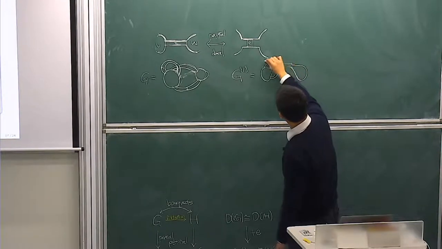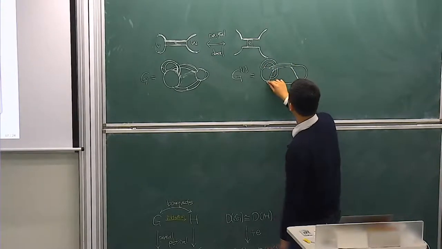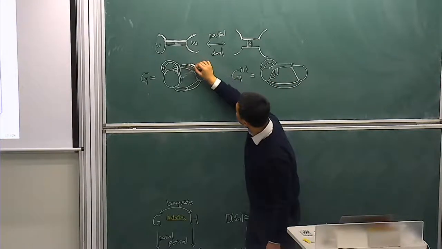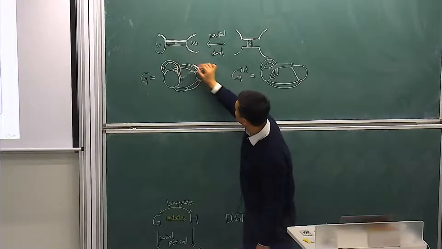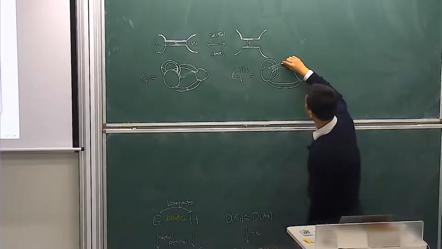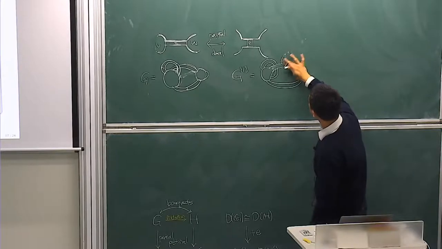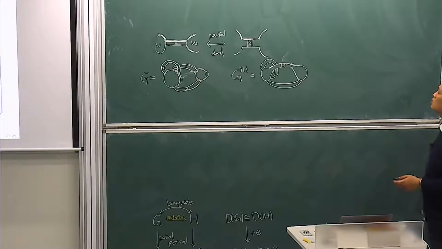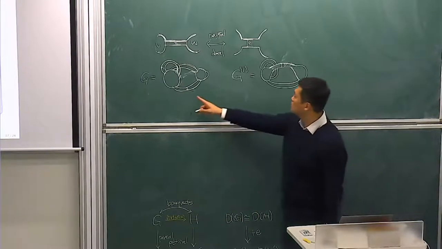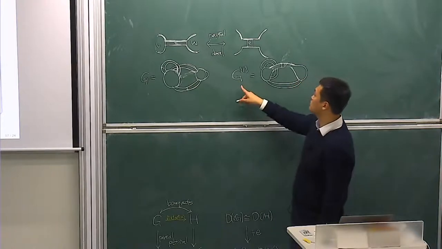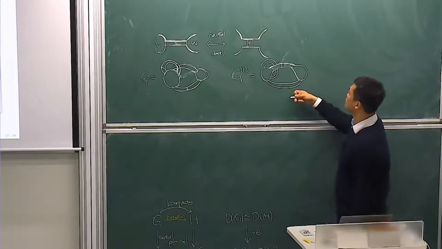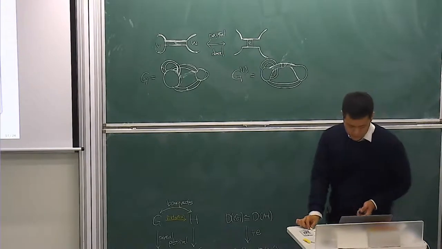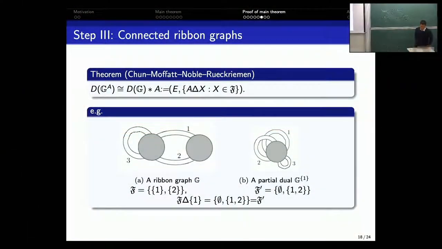We draw the original edges as they were, and we draw a new dual edge in here. So this edge one connects like this. We have to draw a perpendicular edge, so it looks like this. So this is a partial dual, and as you see, if I take a dual with respect to a quasi-tree, the result is a bouquet. So there is only one vertex. This is how I prove step three.